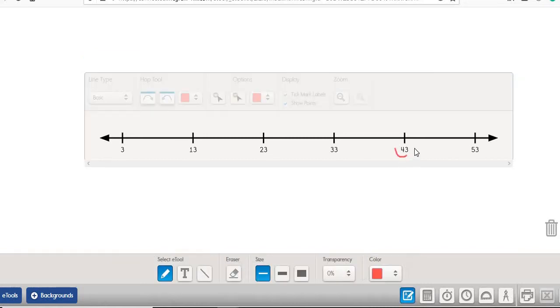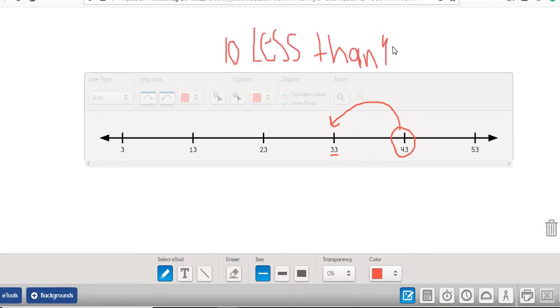Now look at this number, 43, and look at the previous number. It's 33. 33 is 10 less than 43. So, always on the number line, the previous number to any number is 10 less than that number when we skip count by 10. Interesting! Because 43 minus 10 equals 33.